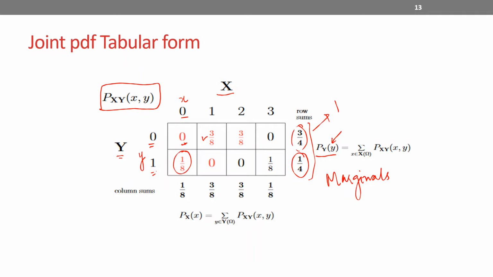Similarly, we can look at the column sums here. Column sums represent the marginal for x, right? Because look at this column for x equals 0, all the possible values of y, which is why we have this summation here. Similarly, we have this summation here. So this is again the marginal probability for x.